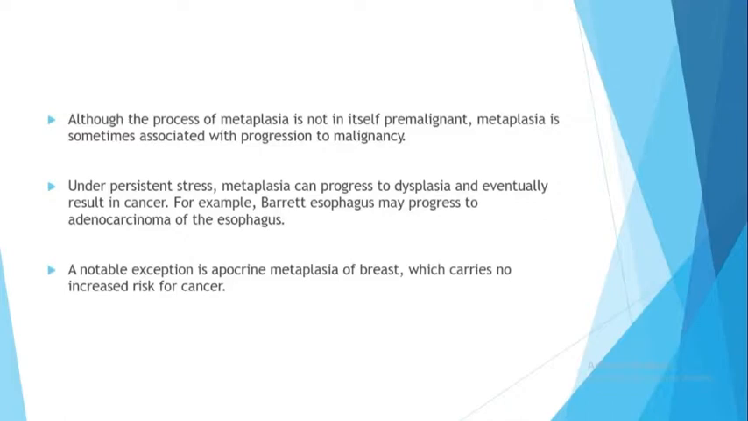And here is the same. Metaplasia can progress to dysplasia and dysplasia can progress to cancer. And the classic example for that is Barrett esophagus that may progress to adenocarcinoma of the lower part of the esophagus. However, this is the general rule, but we have an exception, and this exception is apocrine metaplasia of the breast. It's a type of metaplasia that occurs in breast cells, and we're going to discuss this later. However, for now, I want you to know that apocrine metaplasia of the breast carries no increased risk for cancer.